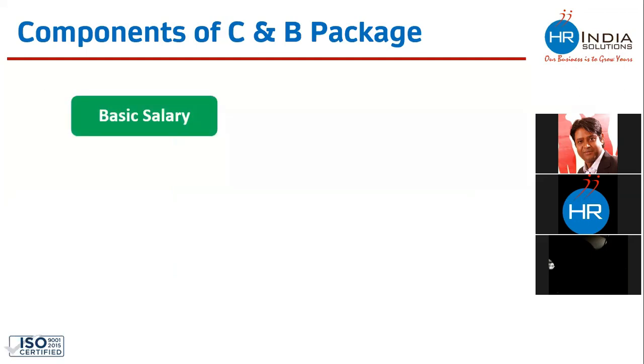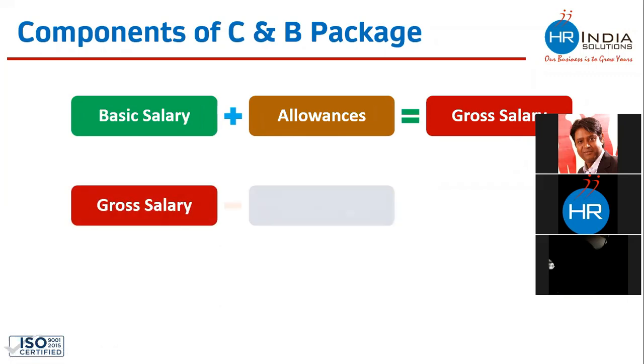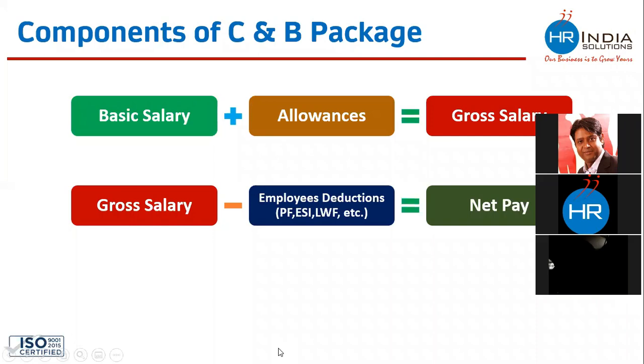Now let's understand how we actually calculate the gross, net, and the CTC. What are the formulas? For the calculation of gross salary, the formula is very simple: basic salary plus all allowances, we get the gross salary of the employee. Second, gross salary minus employee deductions, we get the net pay of the employee. The deductions can be provident fund, ESI, labor welfare fund, TDS, or any other kind of deductions.